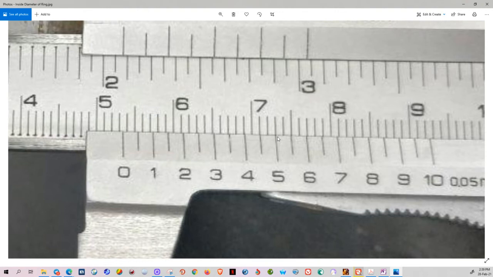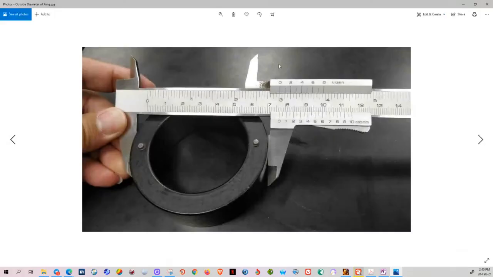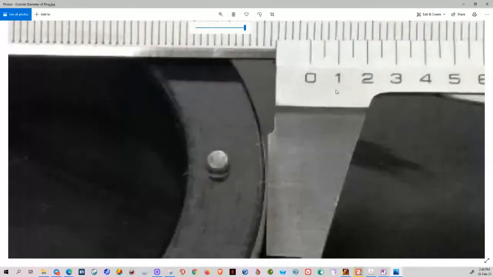It's not exactly 5. It's not 5.5. Remember, you have to read from 0. But then the last digit is 5 here. 5.35. That's correct. 5.35 centi. Okay? Let me open the diameter of the ring outside. Diameter of the ring outside. Where is it? There you go. This is the diameter of the ring outside. Maximum zooming.